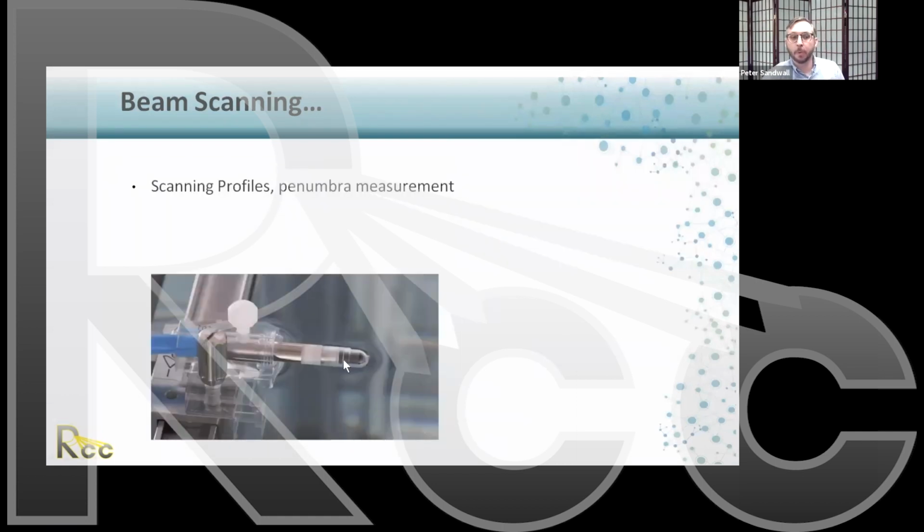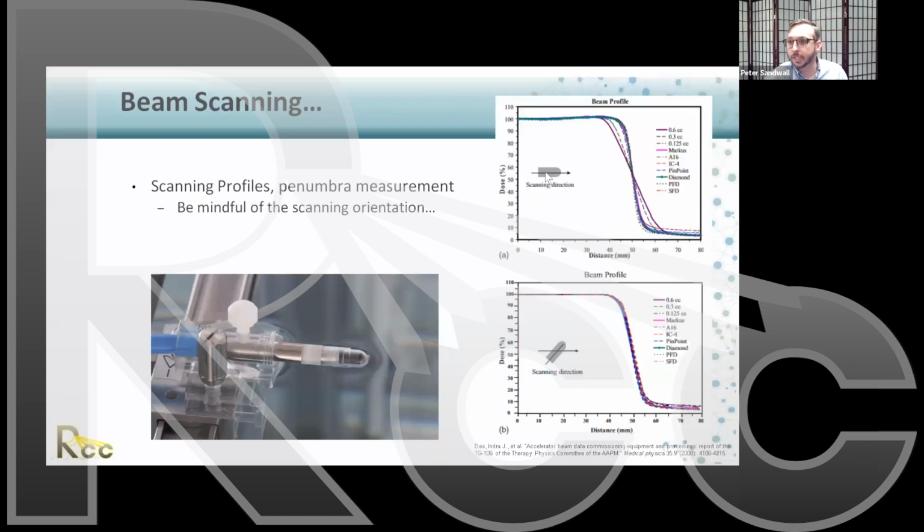When you're scanning profiles and you're measuring the penumbra, it's important how you set it up. So be mindful of scanning orientation. Like I mentioned before, this CC13 approximates a sphere, so it doesn't have that much of a directional dependency, but others do. Whether you scan lengthwise or horizontally, you're going to get a different penumbra. Depending on the chamber that you use, the 0.125 begins to approximate a sphere, but still you can get a little difference. So that's something to be mindful of when you see different profiles. Those 13 or 0113 or 0.125 cc chambers approach that spherical geometry, but others do have that volume effect.